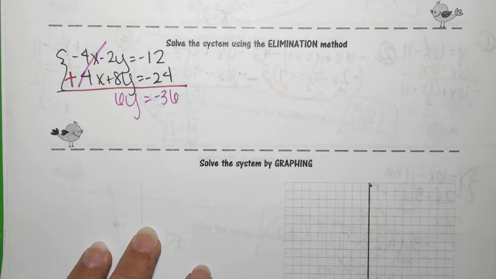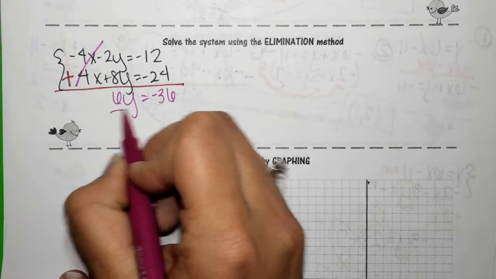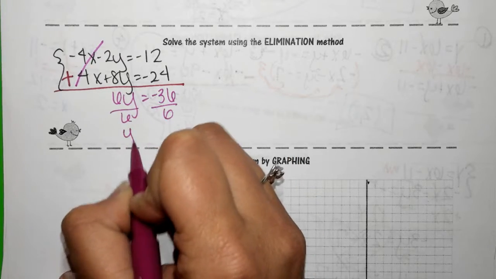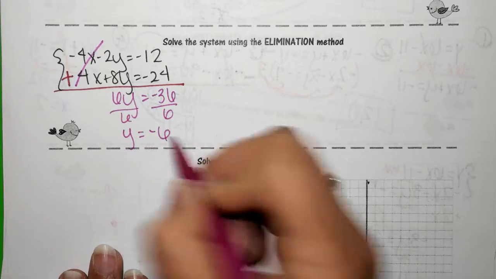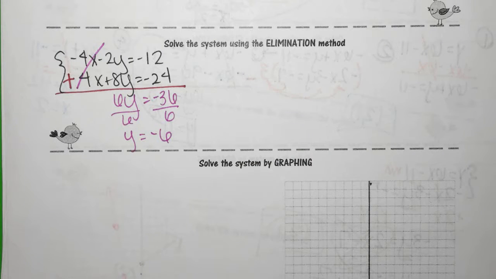And Manny, shh. All right, now what do I do from here? Divide by 6. And so what does y equal? Negative 6. Is everybody with me? How do you feel?